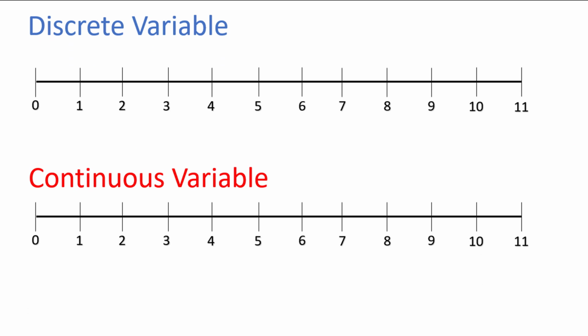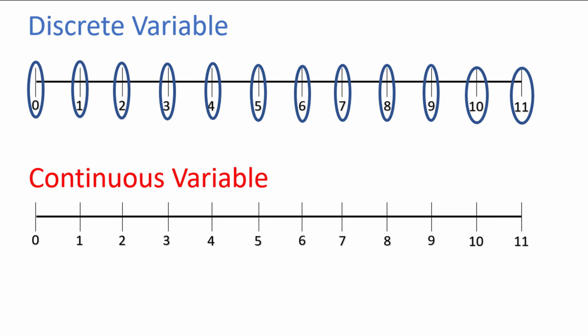Here is an image to help you better understand the distinction between discrete and continuous variables. We have two variables that each range from 0 to 11. If the variable is discrete, that probably means only the whole numbers are allowed, such as 0, 1, 2, 3, 4, all the way up through 11.